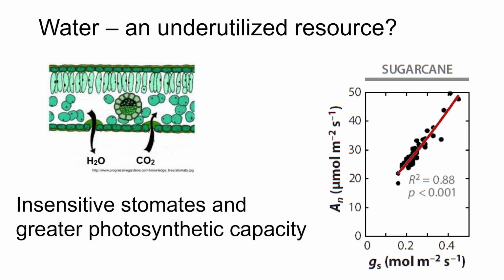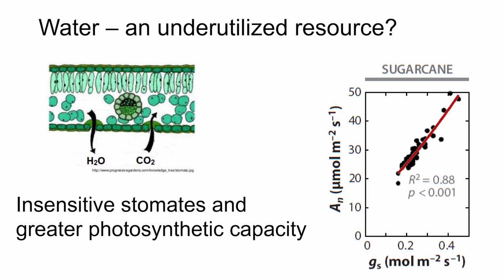Well, if the stomates are insensitive, meaning that they are slow to close, they remain mostly open, we're going to lose more water, of course, from the plant, but there's also an increased amount of CO2 being taken up, which means more photosynthesis, especially if that's coupled with greater photosynthetic capacity, which is the ability to do photosynthesis. We might be able to actually see increases in photosynthesis and growth.